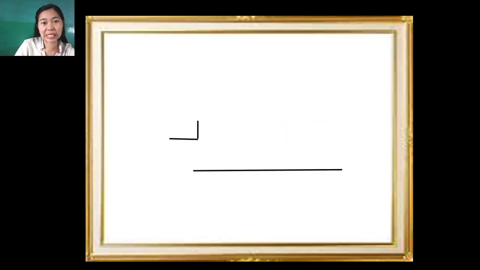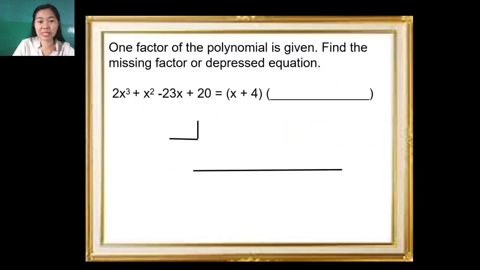Now, let's proceed to another example. Let's say this one. One factor of the polynomial is given. Find the missing factor or the depressed equation. So, we have here 2x cubed plus x squared minus 23x plus 20 equals, ito na yung first factor na ibinigay, x plus 4. So, given na yung first factor, hahanapin na lang natin yung remaining factor.